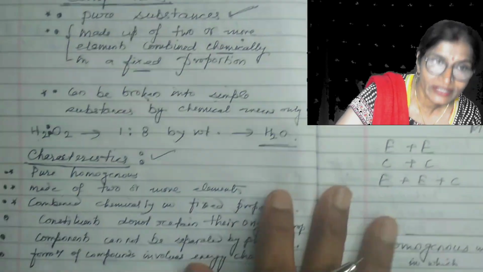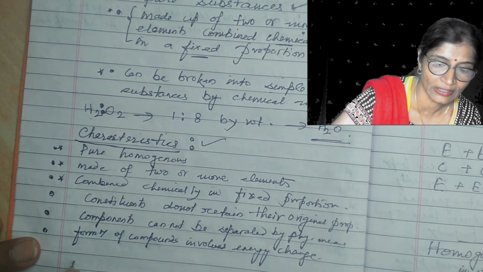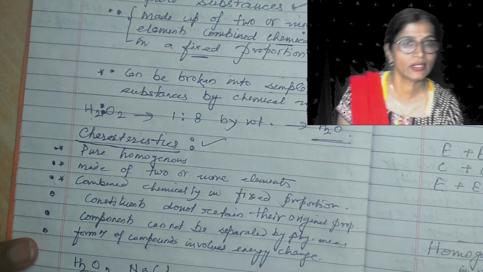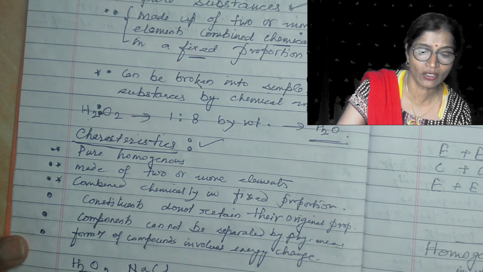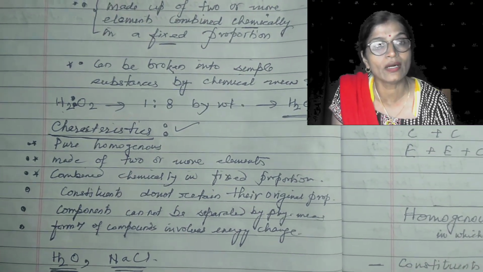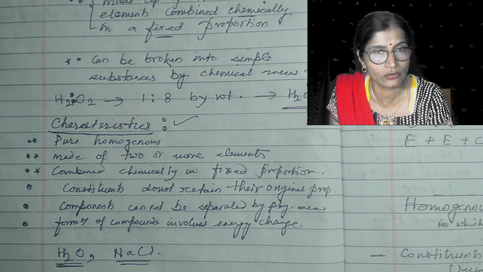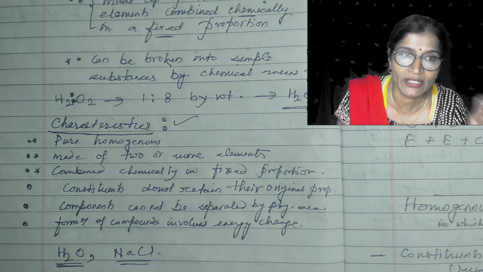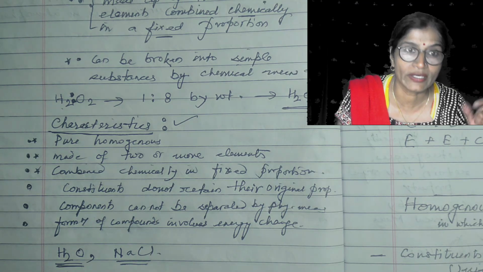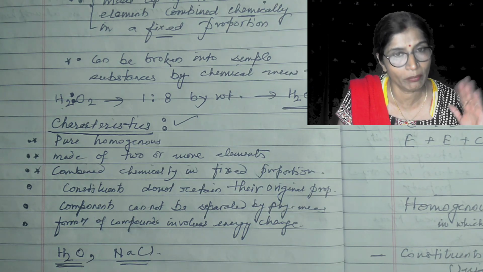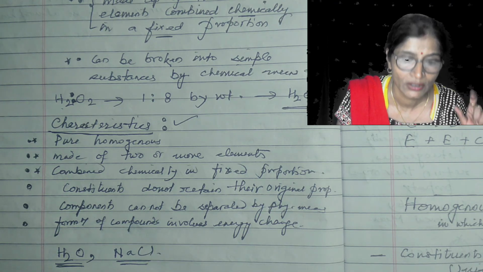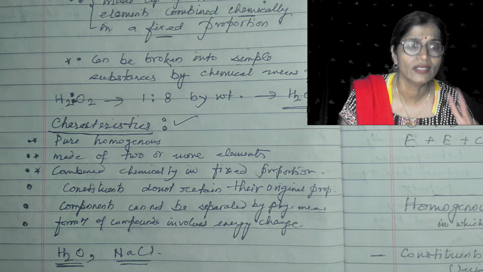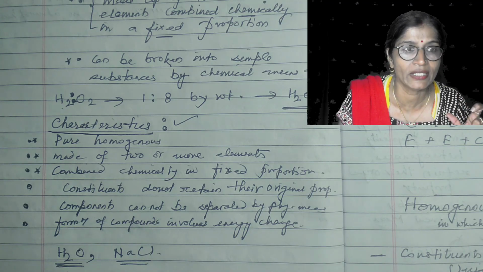Now the characteristics. We will discuss them considering a pure compound, for example water, or sodium chloride, common salt. Pure water is also a compound. They are homogeneous, because water as well as common salt are both homogeneous. Homogeneous means their properties and composition are the same throughout the bulk. Whatever be the source of the water, maybe you are taking the water from the river or from the sea, if it is pure, it is homogeneous, meaning its composition and its properties are the same throughout.